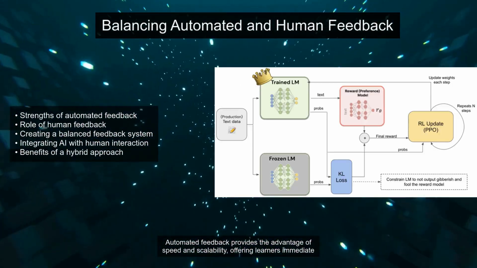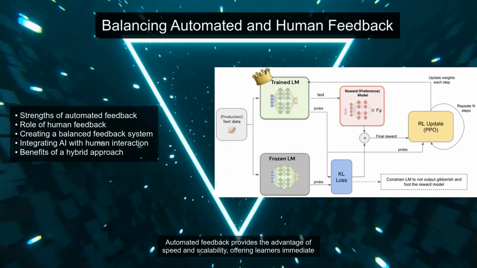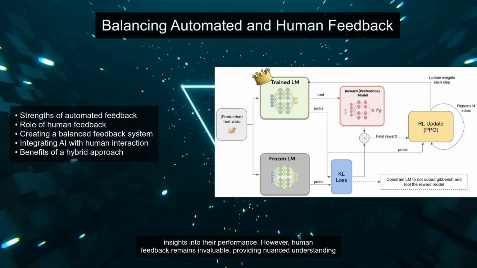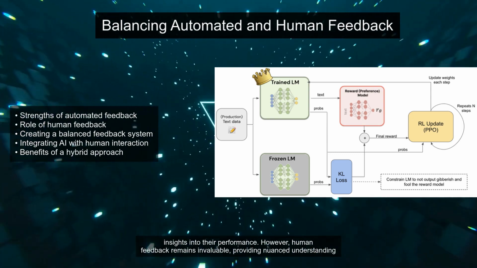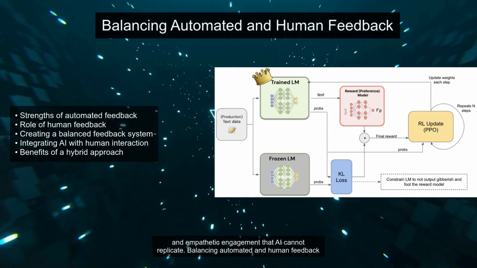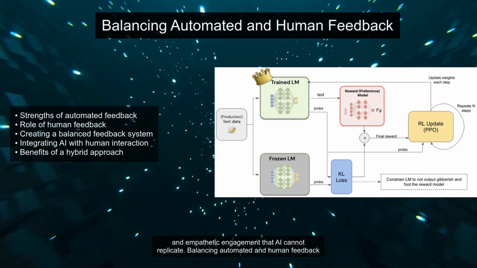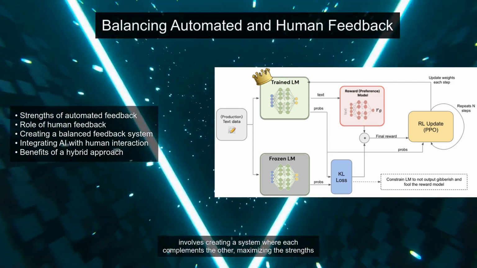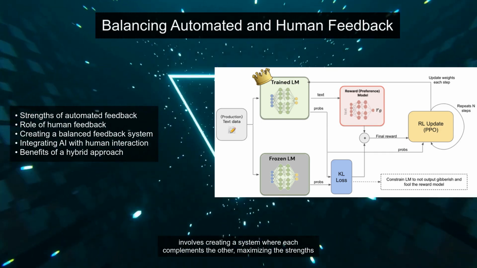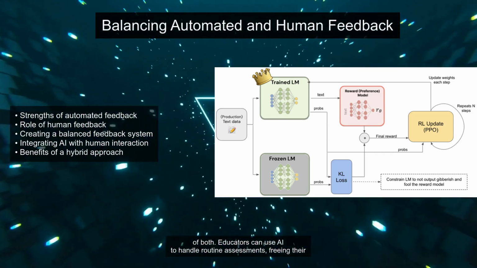Automated feedback provides the advantage of speed and scalability, offering learners immediate insights into their performance. However, human feedback remains invaluable, providing nuanced understanding and empathetic engagement that AI cannot replicate. Balancing automated and human feedback involves creating a system where each complements the other, maximizing the strengths of both.